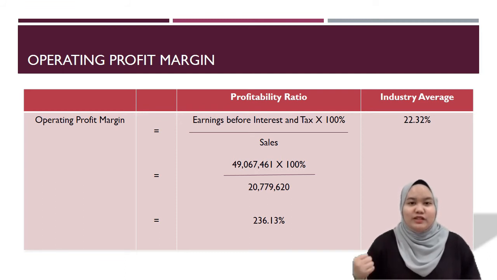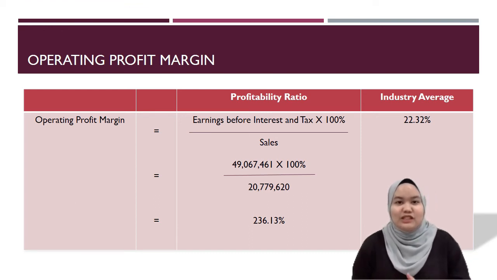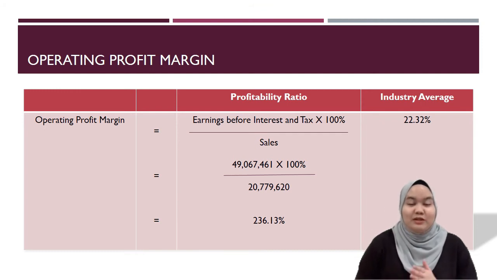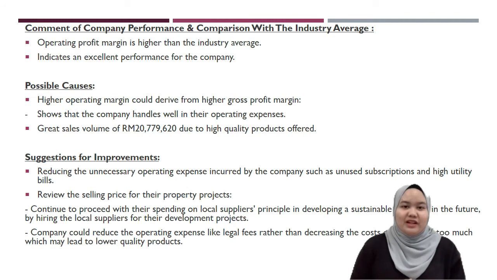Okay, so as you can see here, this is how we calculate the operating profit margin for Glomac Berhad in the year 2019. The operating profit margin for the company is 236.13%, and the industry average is 22.32%. It shows that Glomac Berhad is actually excellent in the performance of the company. Okay, why I said so?